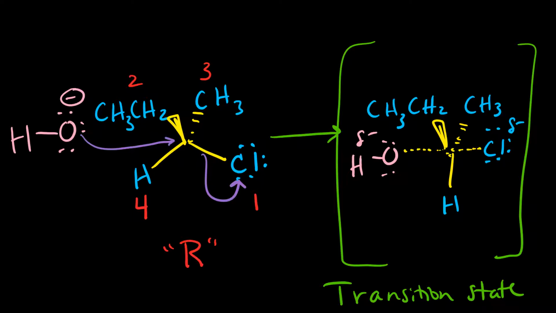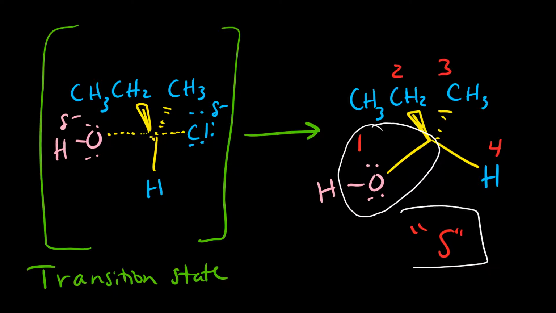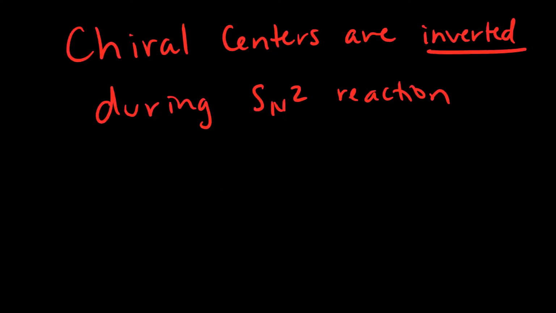Remember that the transition state looks something like this, and notice that the nucleophile and leaving group are on opposite sides. And then finally, once the new sigma bond is formed between the carbon and the nucleophile, you actually end up with an S configuration, even though we started out with an R configuration. So during an SN2 reaction, chiral centers are inverted.